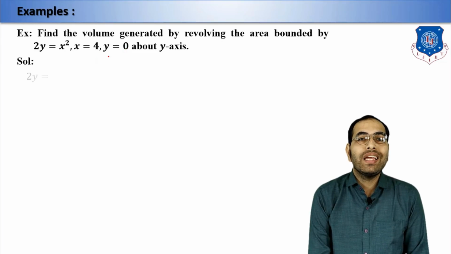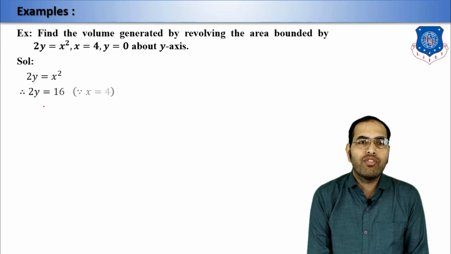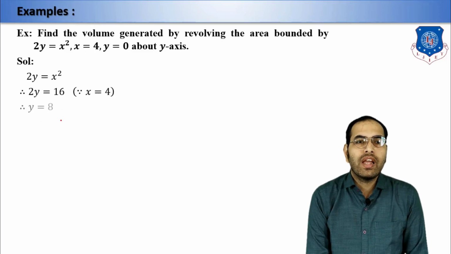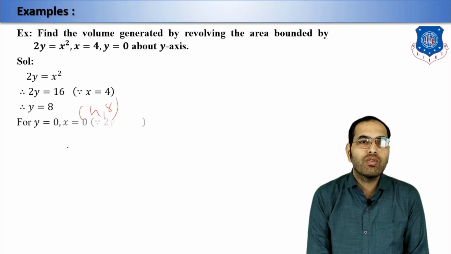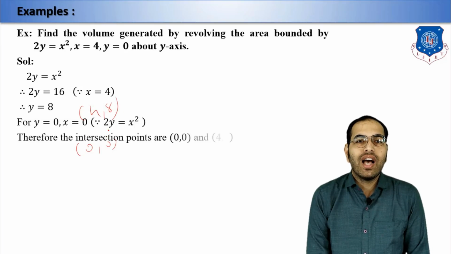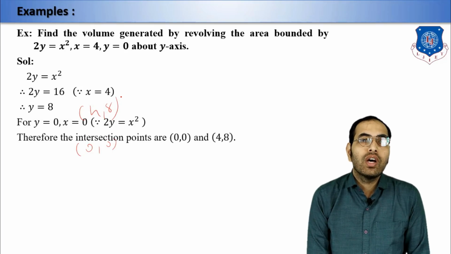Firstly, we have to find the intersection points. In 2y equal to x square, substitute x equal to 4, then 2y equal to 16, so y equal to 8. Whenever x is 4, y equals 8, so one intersection point is (4, 8). Substituting y equal to 0, x equals 0, which is our other intersection point, (0, 0). These are the two intersection points of the parabola and the straight lines, and this is our region.